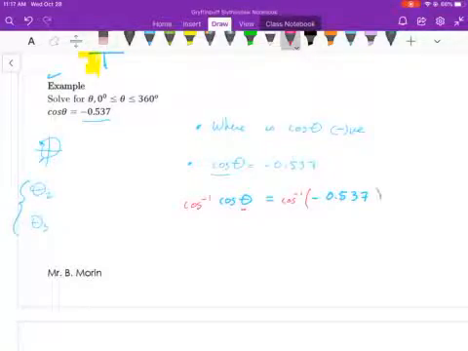And the reason for that is because in an equation, and generally if we do the same operation on both sides, it still maintains its equality. But what I'm left with on the left-hand side is theta. Theta is going to be equal to inverse cos negative 0.537.